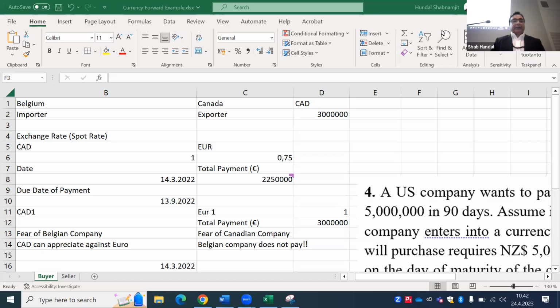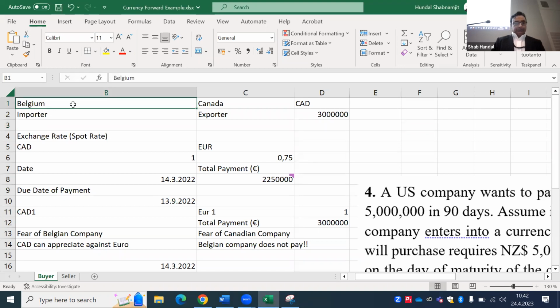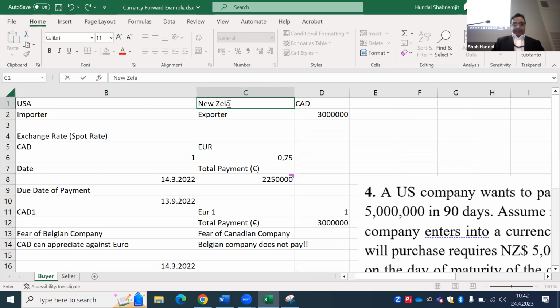All right, so I'm recording this solving of this example. There is a US company. I'm solving from, so US is an importer and New Zealand is exporter. So the US company is going to buy something from New Zealand for 5 million, okay?